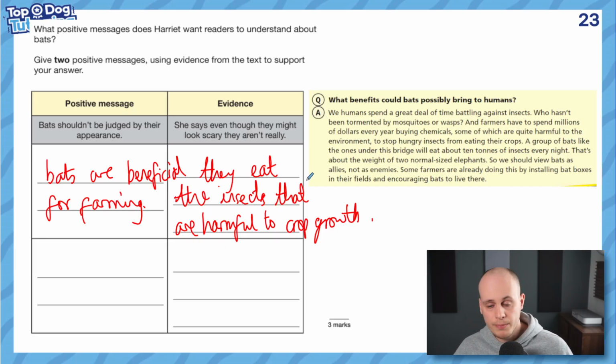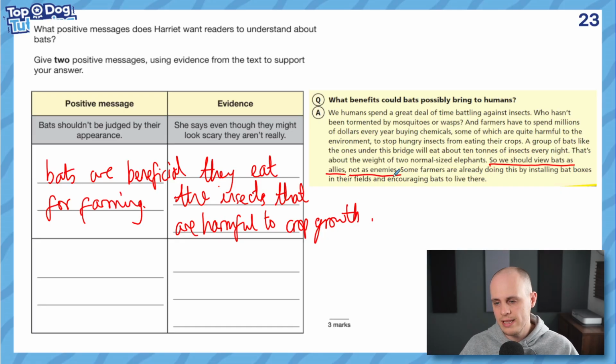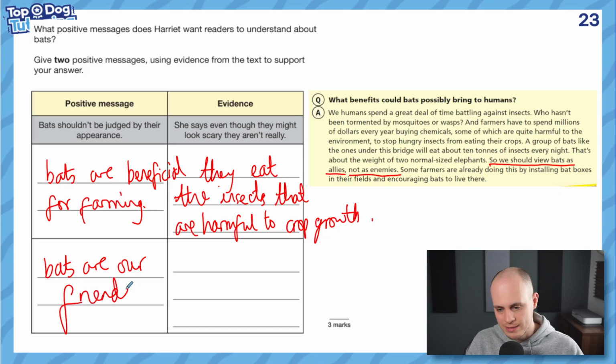Okay, so we've got one positive message. Are there any other positive messages? And by positive message, just remember that just means something nice about bats. Is there anything nice we could say about bats that could be backed up from something in here? What about this bit here? This simple sentence: we should view bats as allies, not enemies. Couldn't I say then, bats are friendly? Bats are our friends, right? Allies means friends, right? Bats are our friends. That's a nice positive message, isn't it? Bats are our friends. Woohoo!